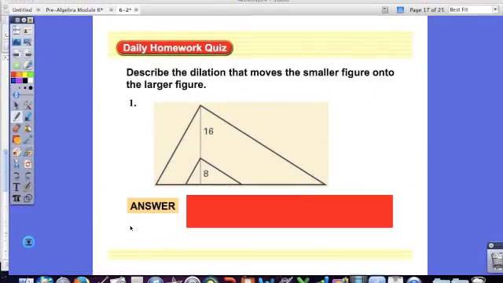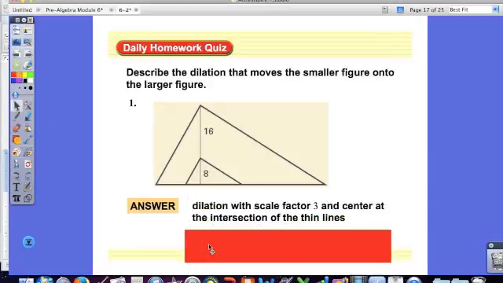So now it's time for the daily homework quiz. Describe the dilation that moves the smaller figure onto the larger figure. So as you can see, it's increasing twice, okay?